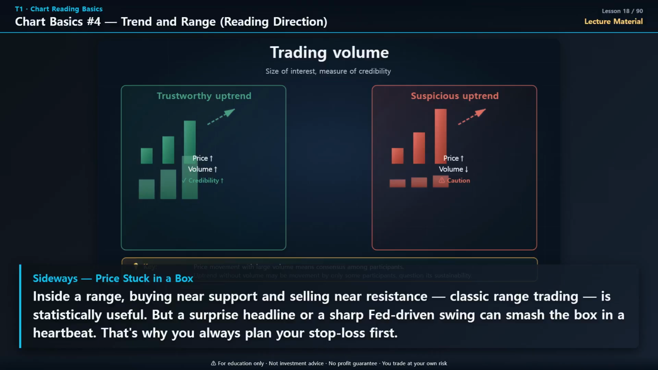Inside a range, buying near support and selling near resistance, classic range trading, is statistically useful. But a surprise headline or a sharp Fed-driven swing can smash the box in a heartbeat. That's why you always plan your stop-loss first.